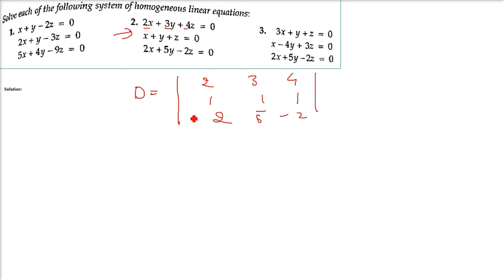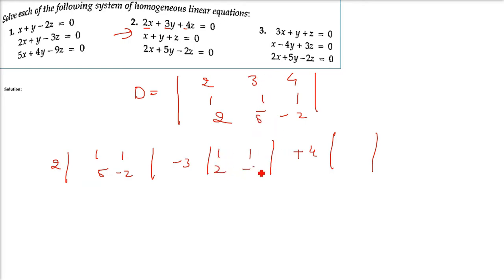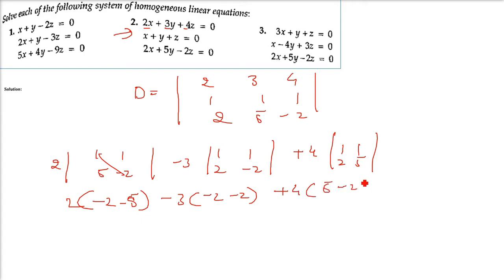But here, you can make it easier, or rather just open it using the first row: 2 minus 3 and plus 4. So what will come? 1, 5, 1, 1, 5, negative 2 minus 3 is 1, 2, 1 minus 2. 4, if you leave the row and column, 1, 2, 1, 5. So you have minus 2, minus 5, twice minus 3, minus 2, plus 4, 5, 5 minus 2.